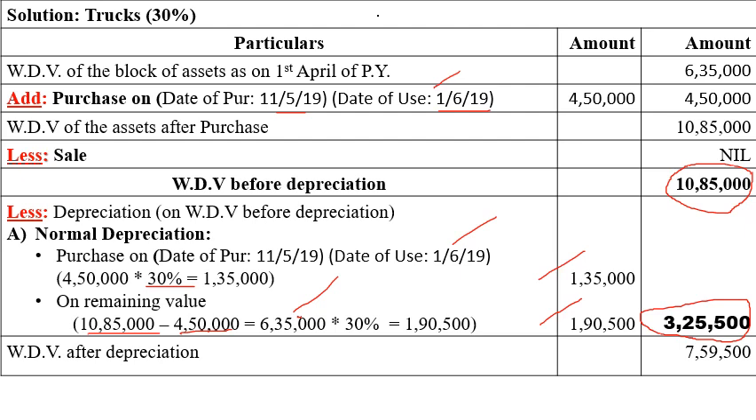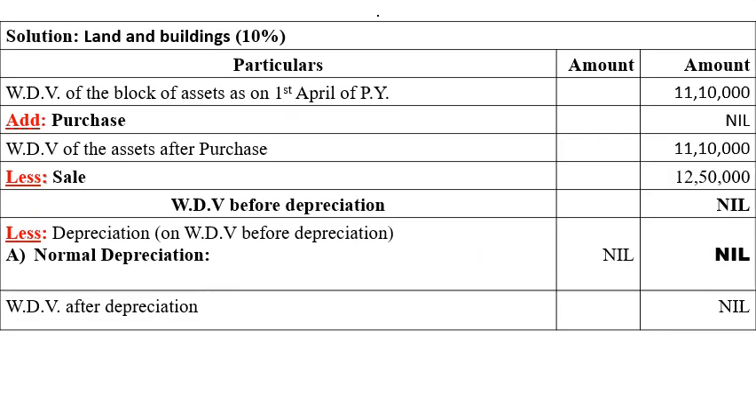But if there are some new assets and if it was used for less than 180 days, then you have to charge half of the rate of depreciation. That point you have to remember, otherwise you can calculate directly. The next block of asset is land and building. 10% rate of depreciation. Written down value as on 1st April is 11 lakh 10,000.